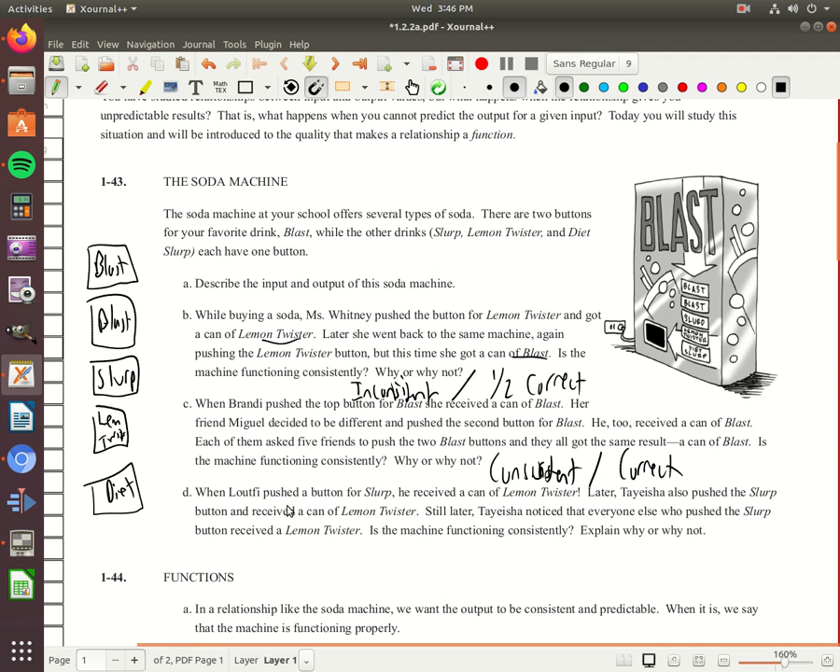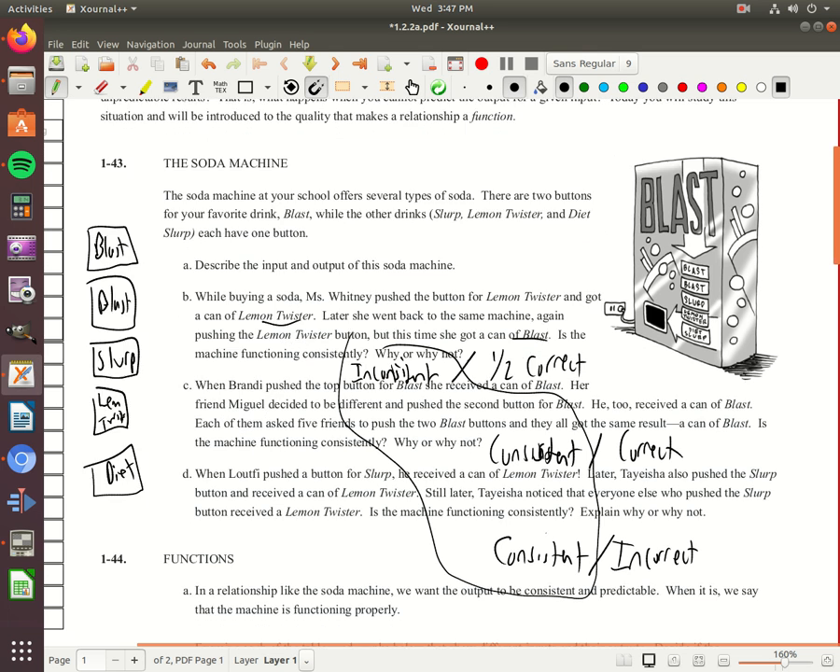Here's an example. Lautfi pushed slurp and she got a lemon twister. Later, Letitia pushed slurp and got a lemon twister. Later, Taisha pushed slurp and got a lemon twister. So this one is consistent, but it's just incorrect. I hope we see the difference between consistency and being correct or not. And really, the consistent part is the one we're more concerned with than the correct part. Just to set up what we're heading to.